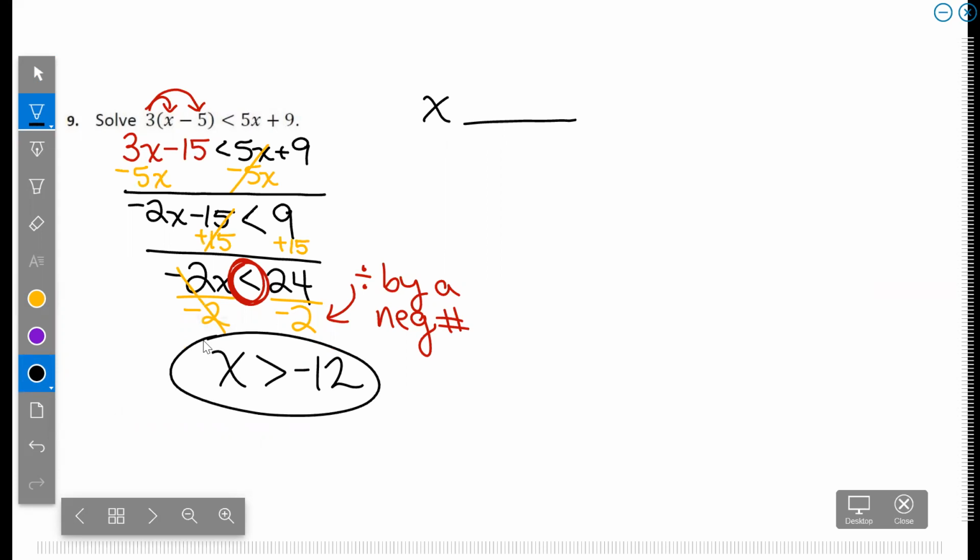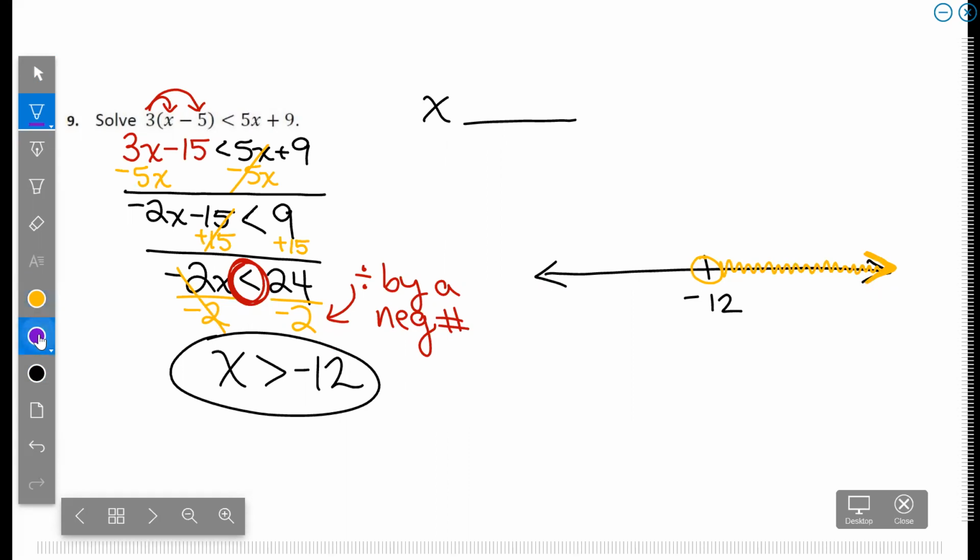If you were asked to graph this on a number line, negative 12 is right here. Would I use an open or a closed dot for this? I would use an open dot. I'll draw the smiley faces here in just a moment. Which way would I shade? To the right or to the left? To the right. Alligator eats the bigger thing, and x is the thing that I'm shading. So I'm going to shade this way.